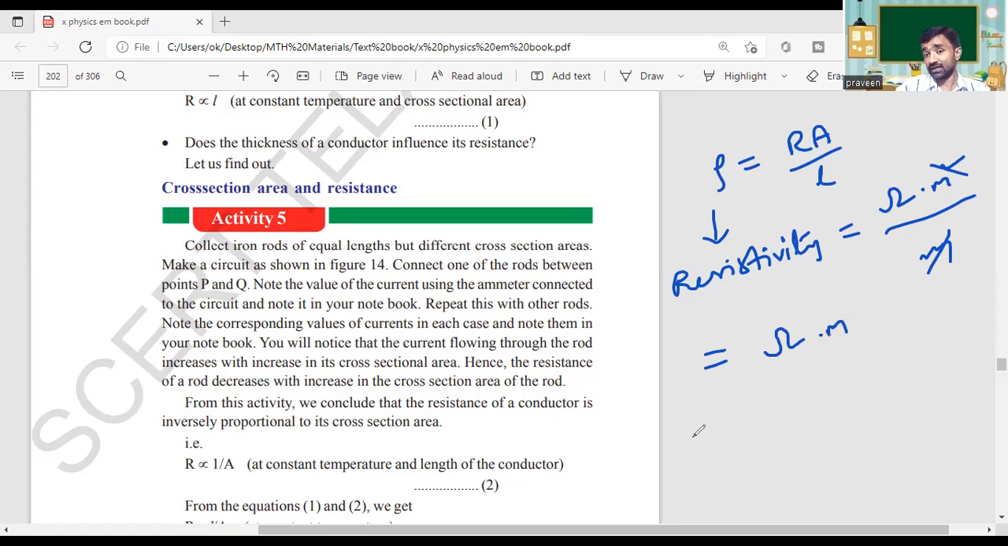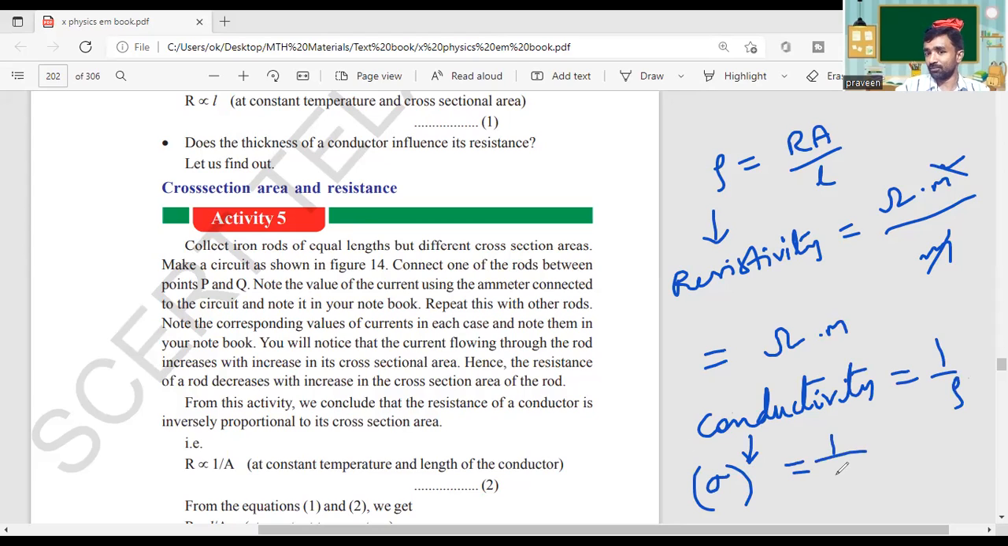Then if you take the reciprocal of the resistivity, that gives you one more quantity called conductivity. What is conductivity? The reciprocal of the resistivity, 1 by rho. Conductivity is denoted by the Greek symbol sigma. So sigma equals 1 by rho, which is 1 by R A by L. The denominator is a fraction, so that is written as the reciprocal: L by R A.